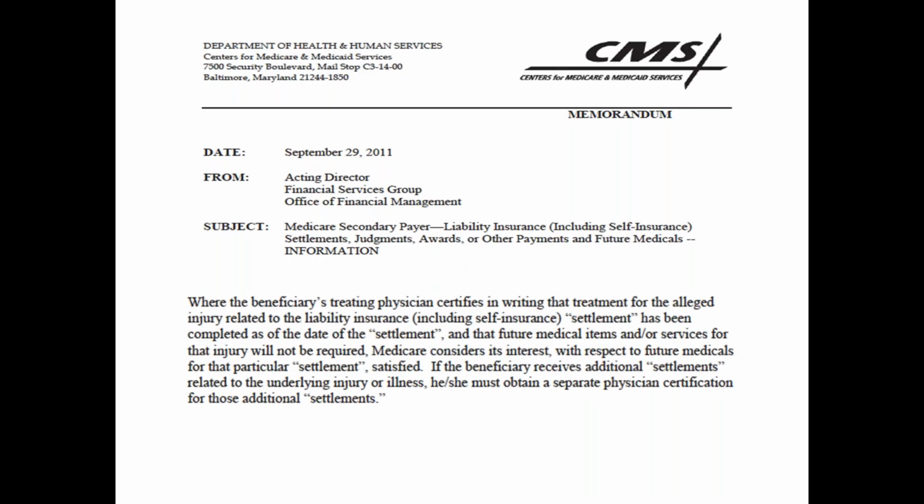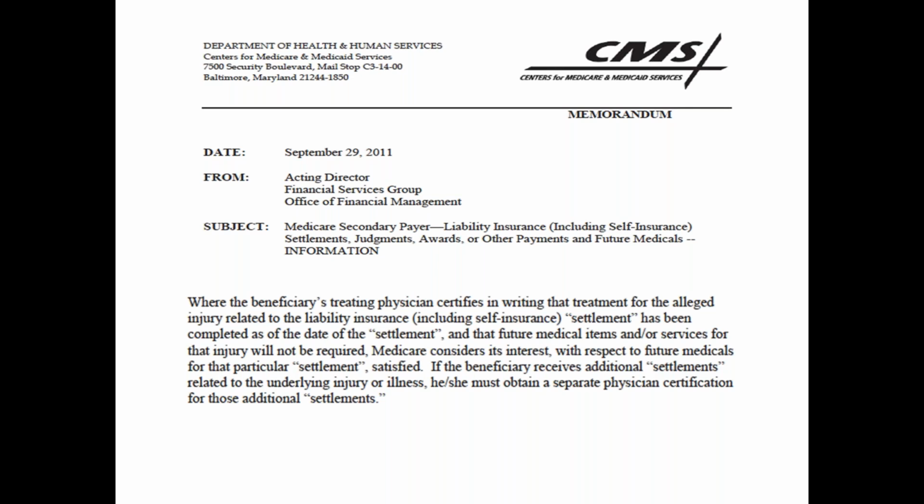So after that memorandum from the regional office, there was a memorandum issued by the CMS headquarter office in September of 2011, and basically this set up an exception saying that a Medicare set-aside in the liability context wasn't necessary if the treating physician certifies in writing that there wasn't going to be any future need for care. And you might be saying to yourself, well, that's really not a value, and nor do I want to get that in the middle of my case because that kills the medical portion of the claim, which is true.